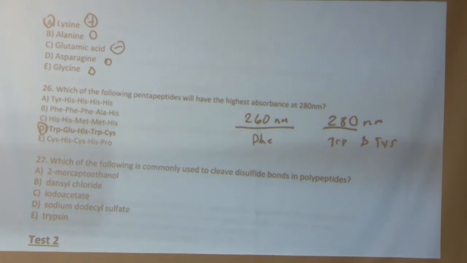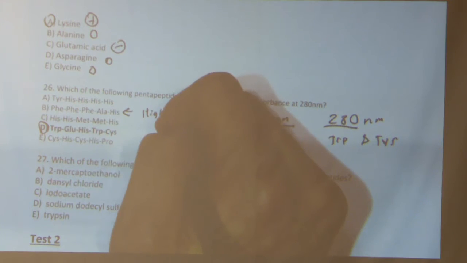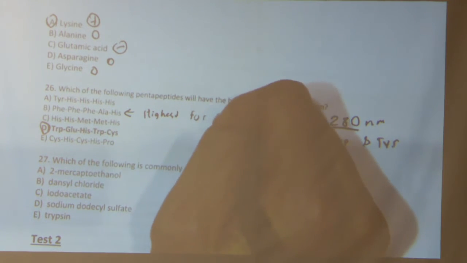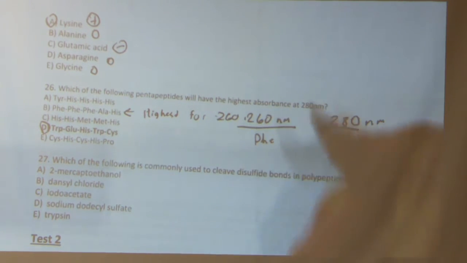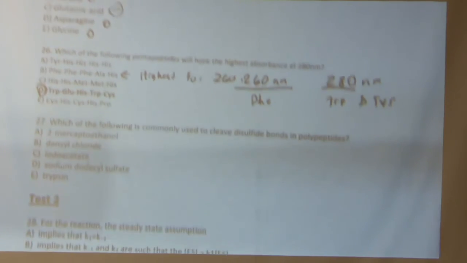Which choice would be highest for 260? Awesome. Yes. Does everyone agree? So this would be highest for 260. Sweet. Moving on.